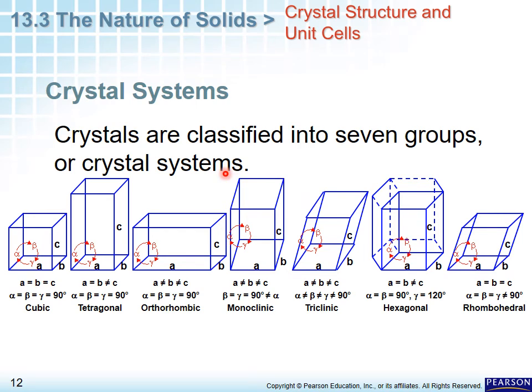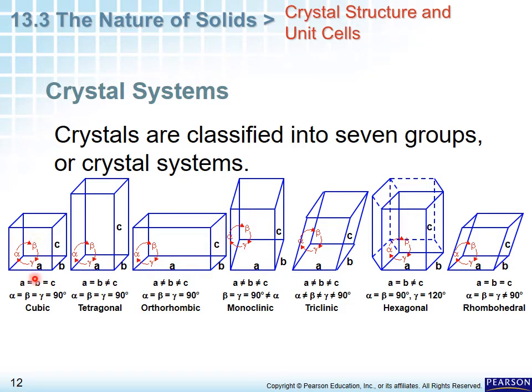Now, crystal systems. This is most important, especially when you go to higher study at university and college level, especially for civil engineers and engineering purposes. Crystals are classified into 7 groups of crystal systems. We start with number 1, cubic, tetragonal, orthorhombic, monoclinic, triclinic, hexagonal, and rhombohedral.